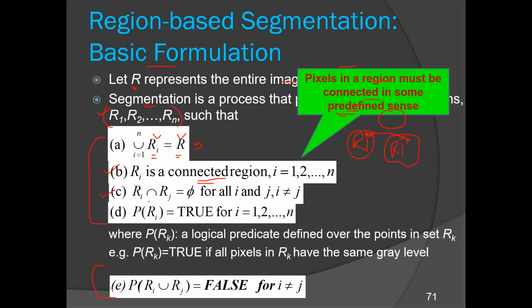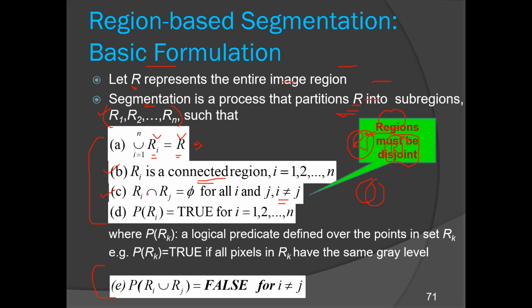The third point says Ri intersection Rj must be phi, where Ri and Rj are different. That means we are talking about two different regions, and they should be disjoint. Two regions should not overlap. So that is the meaning of this: regions must be disjoint.